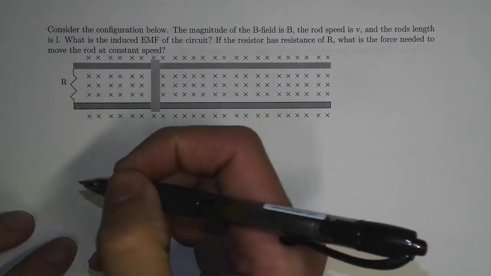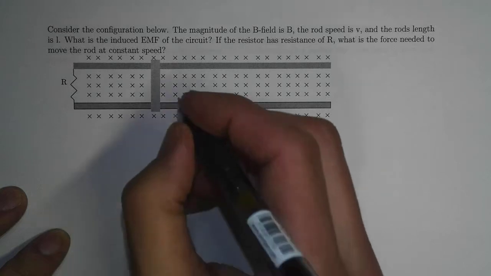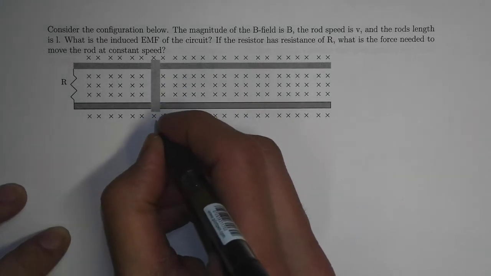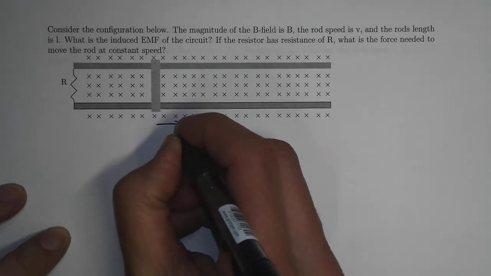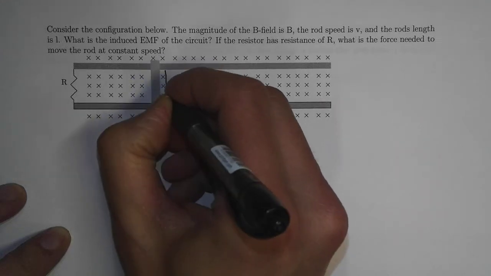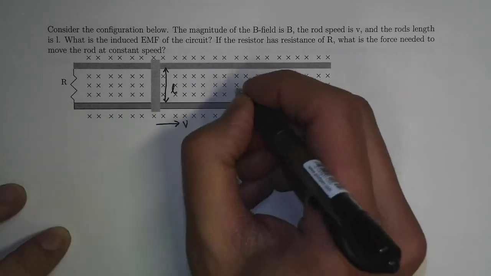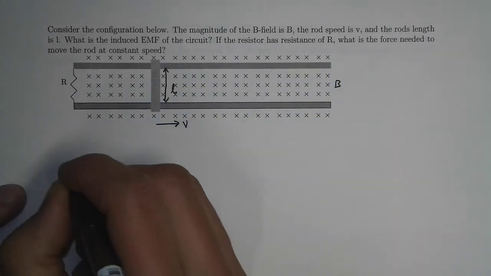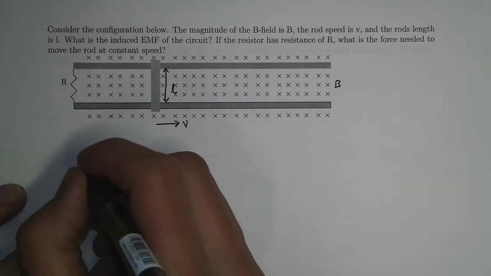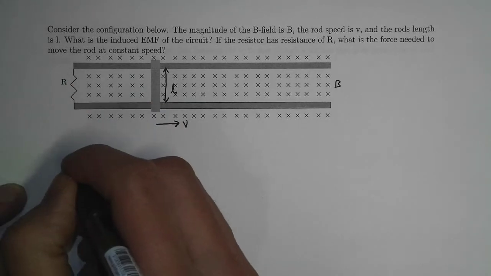All right. So this problem is actually a very simple but classic problem. Okay, so let's basically draw a line. This thing's moving with speed V. This length here is the length L. All right, and the magnetic field is magnetic field B. All right, and that's all we need to know. Okay, and this resistor is resistor R.